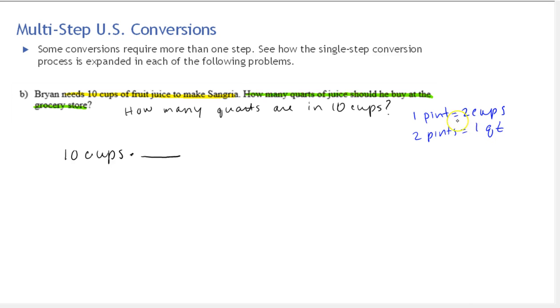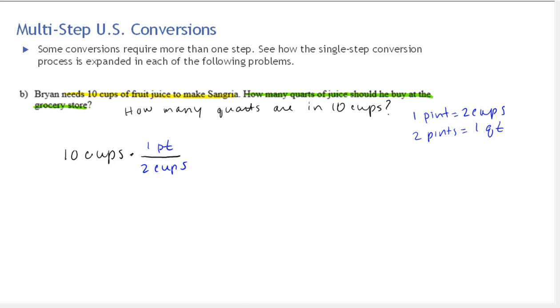So we need conversions that will connect cups to quarts, and we need the intermediate ones to line up. So notice they're both in terms of pints. So now I have my 10 cups ready. I'm going to change cups to pints. Notice cups goes on the bottom to get it to cancel. So 2 cups, and I'll put 1 pint on top.